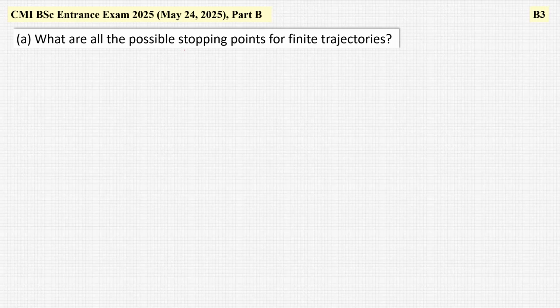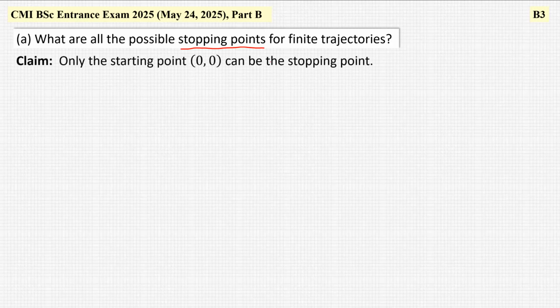Problem A. What are all the possible stopping points for finite trajectories? Well, this is the type of problem where you have to make an educated guess, which requires some experience in playing by the rules given in the problem. That kind of thought process is omitted in this video, but after trying many cases, some of you might reach the following conclusion. Perhaps only the starting point (0, 0) can be the stopping point.